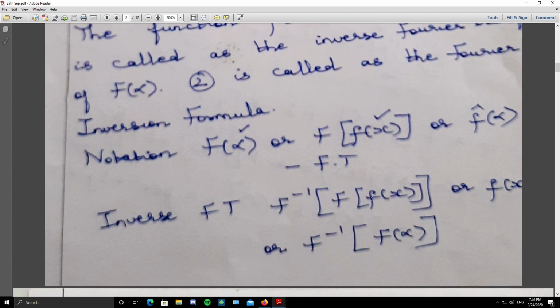Inverse Fourier transform is denoted by F inverse of F of alpha, or F inverse of F of x, or f of x. I repeat, Fourier transform is denoted by F of alpha, capital F of x, or F cap of alpha. FT means Fourier transform. Inverse Fourier transform is denoted by F inverse of F of alpha, or F inverse of F of x, or F inverse of F cap of alpha, or f of x itself.